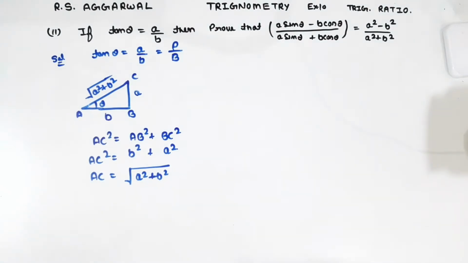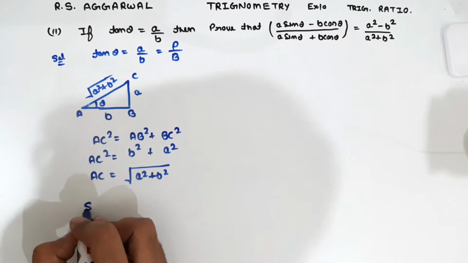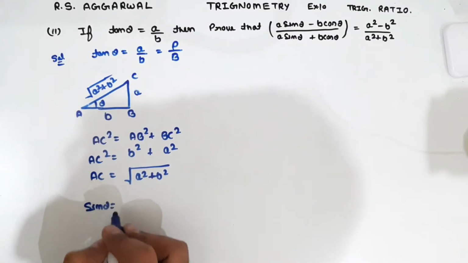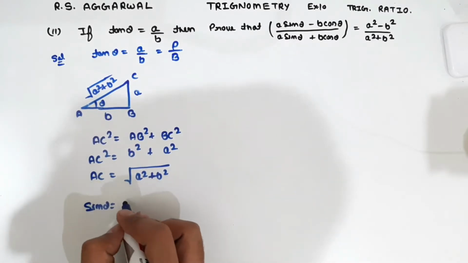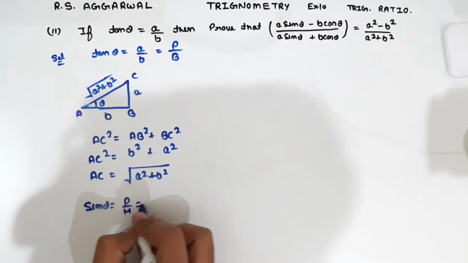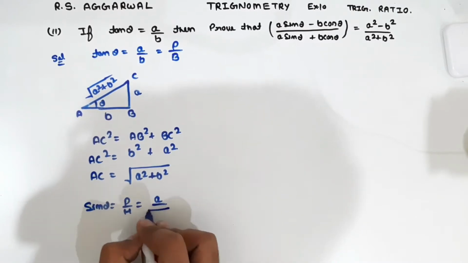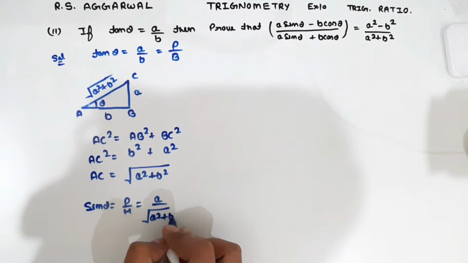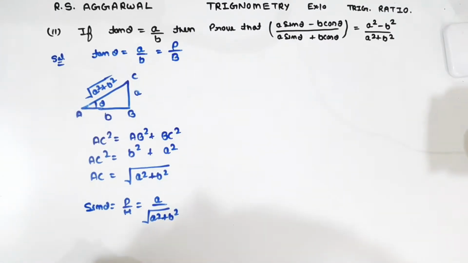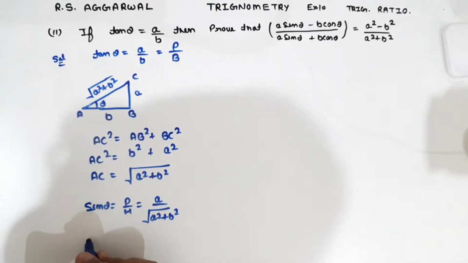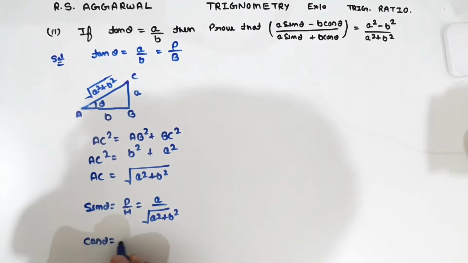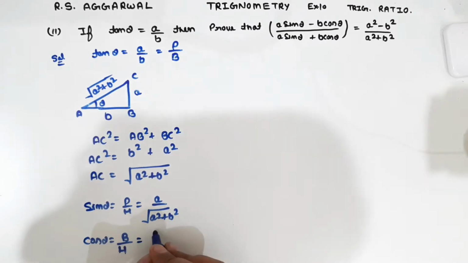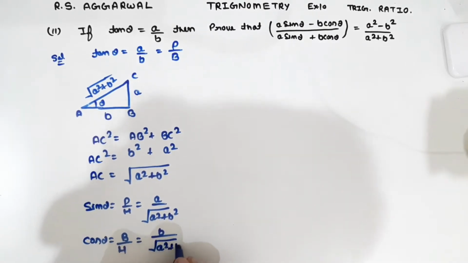Now we have to find firstly sin theta. So sin theta is given as perpendicular upon hypotenuse. So our perpendicular is A and hypotenuse is under root A square plus B square. Then cos theta is given as base upon hypotenuse. So base is B and hypotenuse is under root A square plus B square.